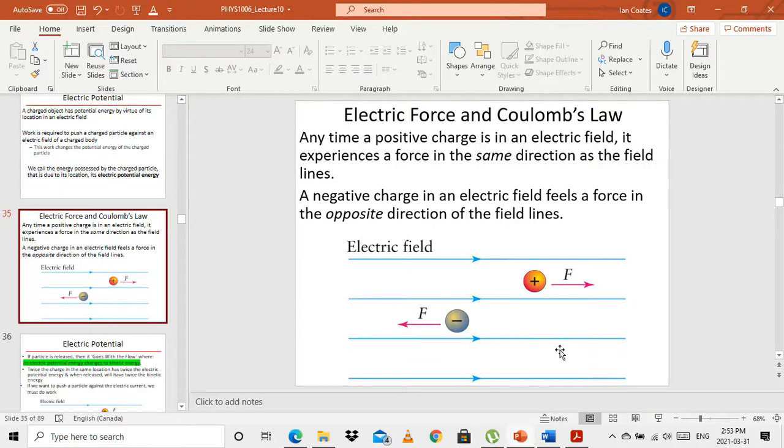And you'll see here that if we put a proton and an electron in an electric field, you'll see which way they like to go. Okay, so anytime a positive charge is in an electric field, it experiences a force in the same direction as the field lines. Okay, so the positive charge wants to go with the field. And the negative charge goes the other way. Okay.